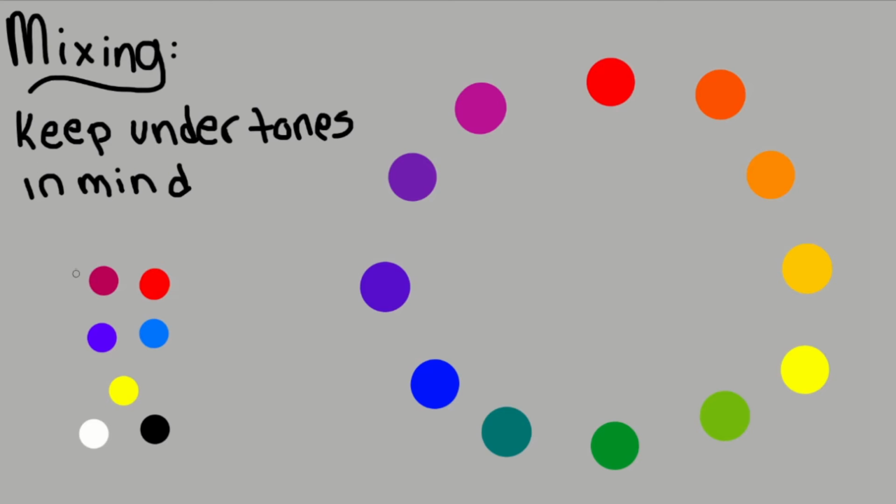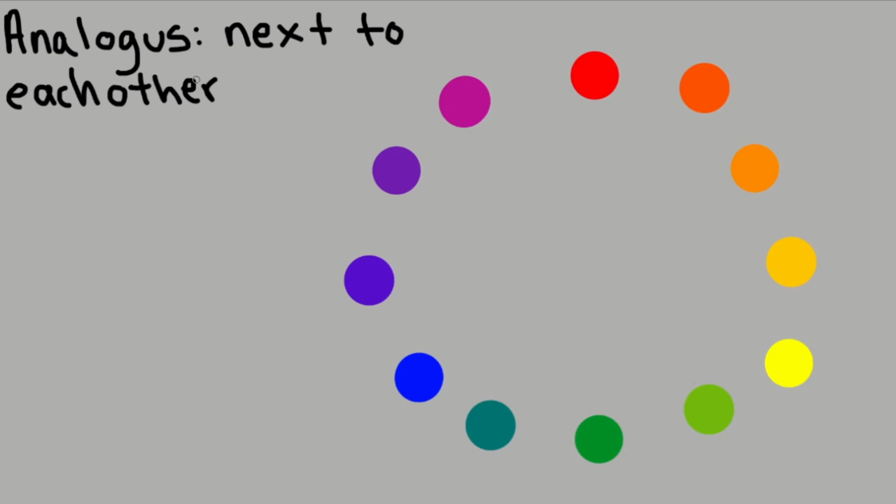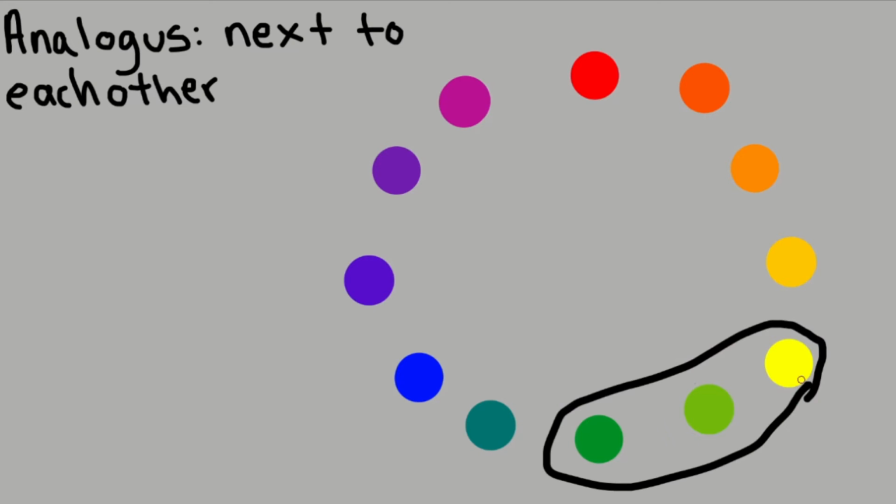So I would have a more orangish red and a more purple red, along with a more greenish blue and a more purple blue. Another thing is analogous colors, which are colors next to each other on the color wheel. These three are analogous colors.